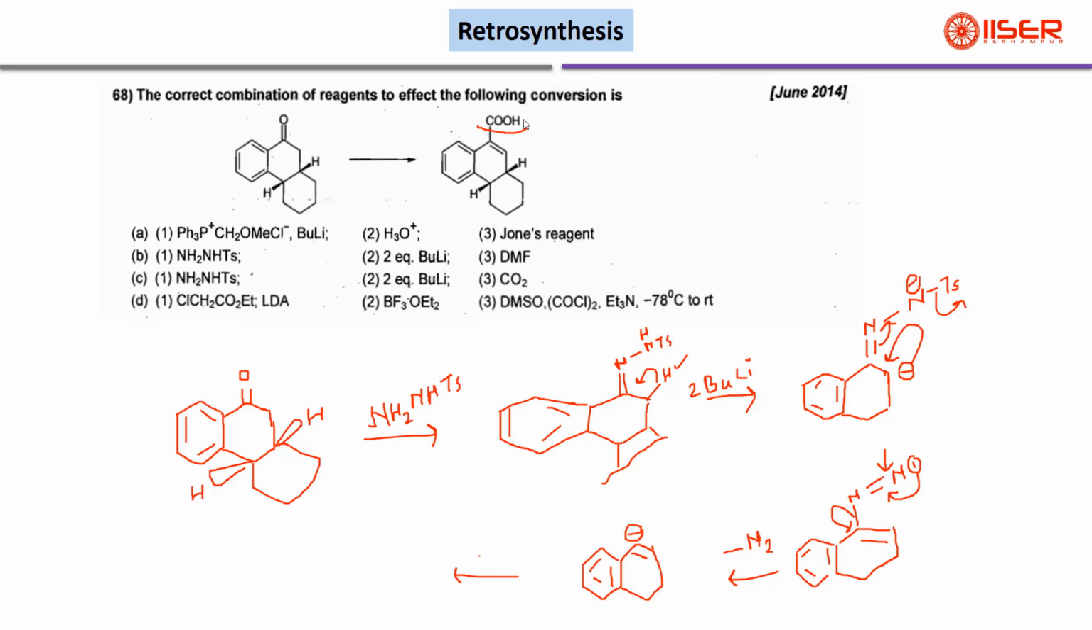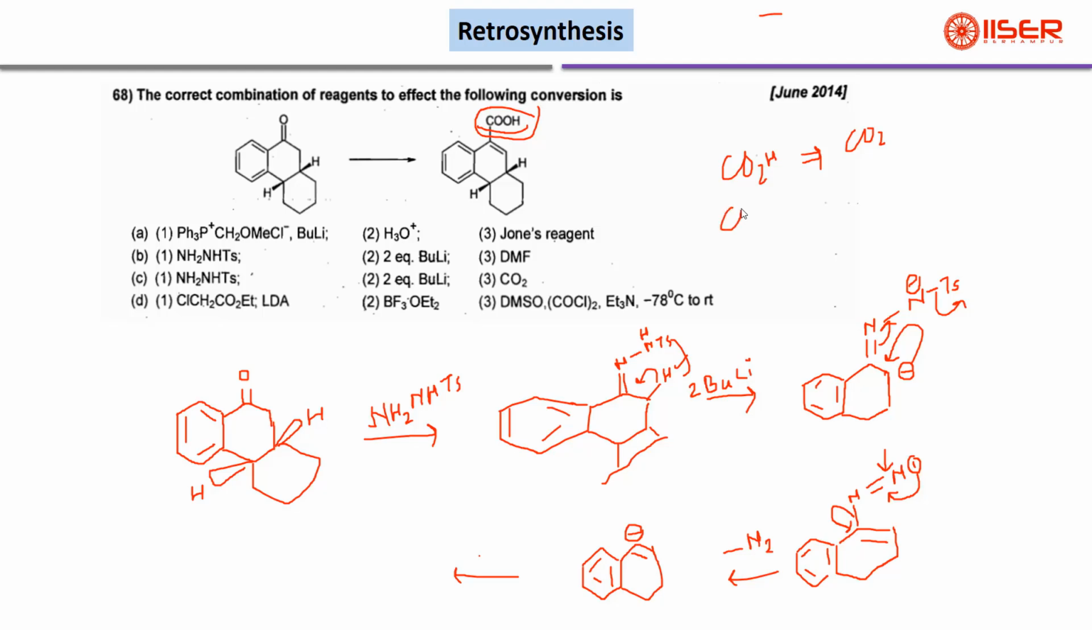Here the newly incorporated group is the CO2H group. To incorporate CO2H, the synthetic equivalent of the CO2H group is always carbon dioxide. Always remember, the synthetic equivalent of the carboxylic acid group is carbon dioxide.